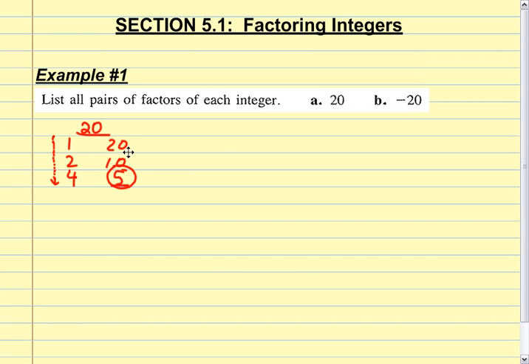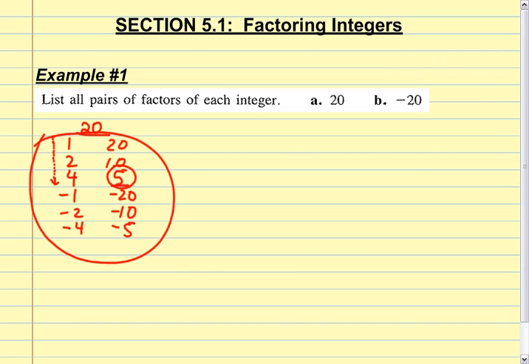But what I have to remember is that if I multiply two negatives, I also get a positive. So it's really negative 1 times negative 20. That gives me positive 20. Negative 2 times negative 10 gives me positive 20. Negative 4 times negative 5 gives me positive 20. Okay? So these are all the factors of 20.